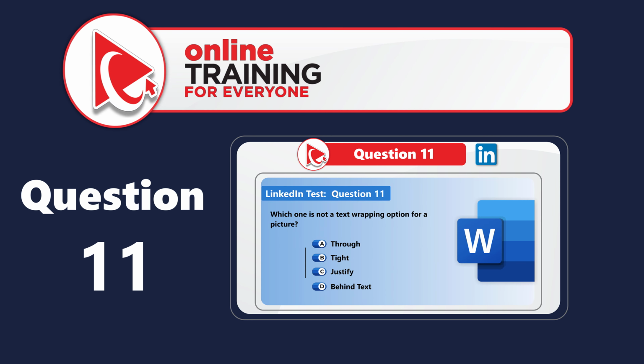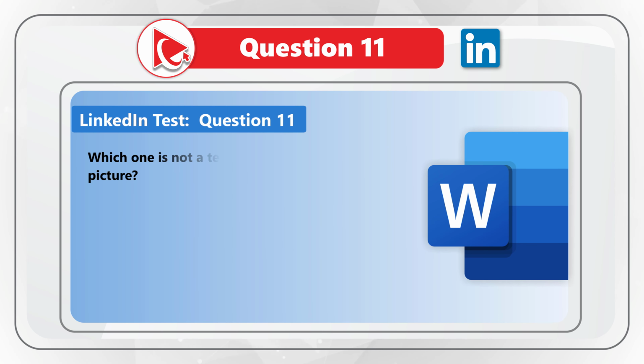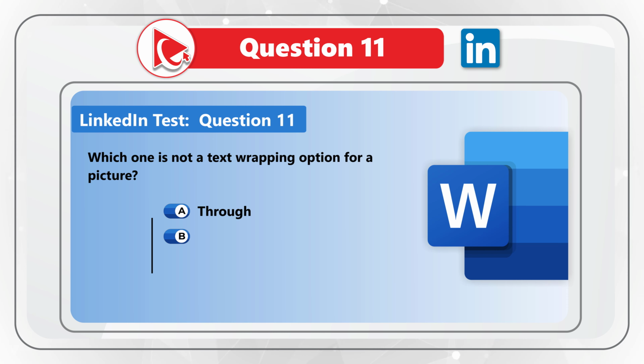Question 11 tests your knowledge of picture wrapping options. You need to select which one is not a wrapping option for a picture. And as usual, you have 4 different choices. Choice A, through. Choice B, tight. Choice C, justify. And last but not least, choice D, behind text. Take a close look to see if you can come up with the answer.